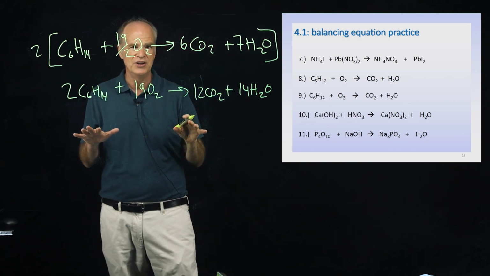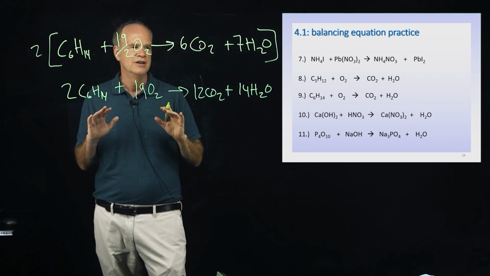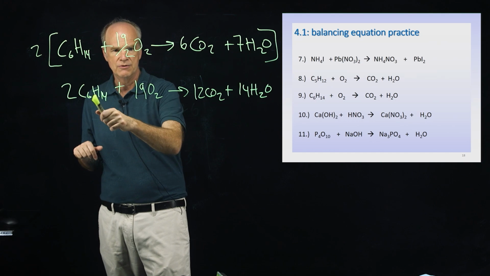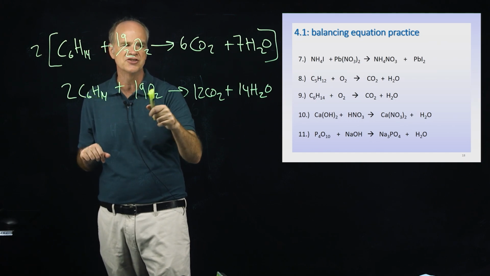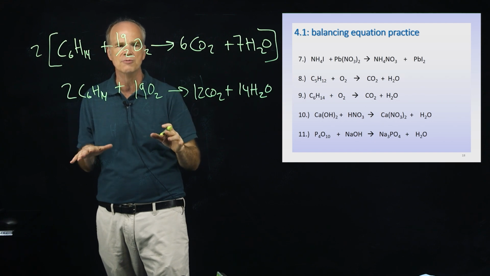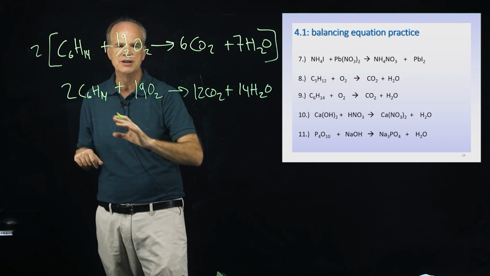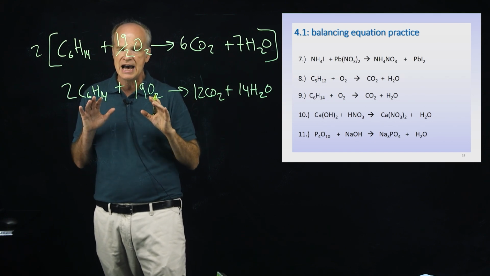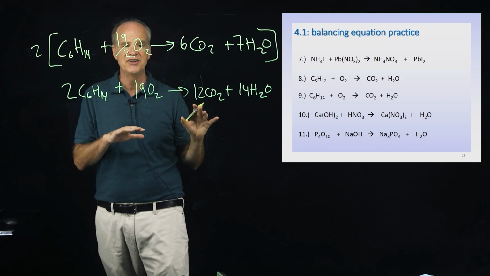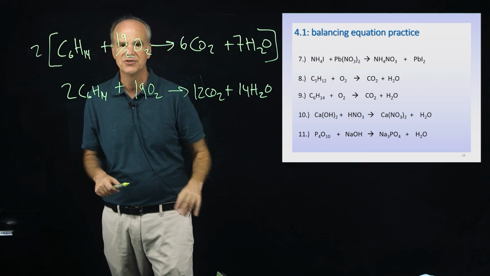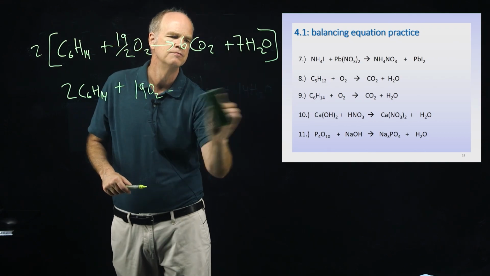I'm pretty sure I've done this correctly, but I would suggest that right now you check each of these elements, carbon, hydrogen, and oxygen, and confirm, using the coefficients I've written up here, that there are as many atoms of each element on the left side of the equation as there are on the right side. So this equation should be balanced. Okay, we'll move on.